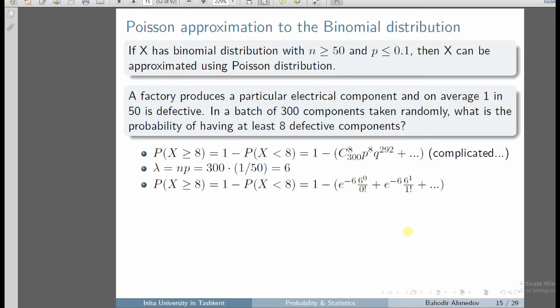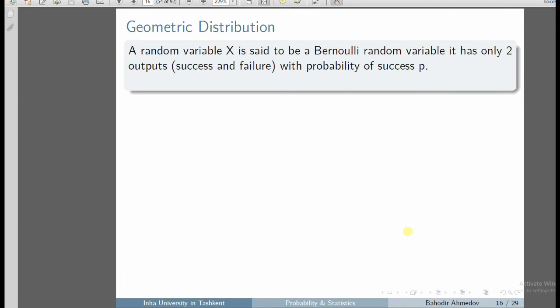So now let's talk about another distribution, which is called the geometric distribution. We call the random variable x a Bernoulli trial. Do you understand this word, trial? You try something, right? It's called a Bernoulli trial if it gets only two outputs, either one or zero, okay? What's the probability p?